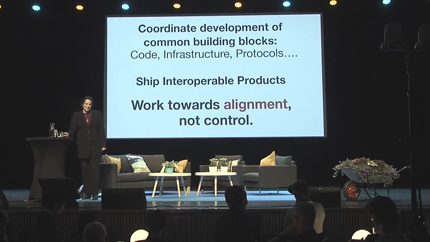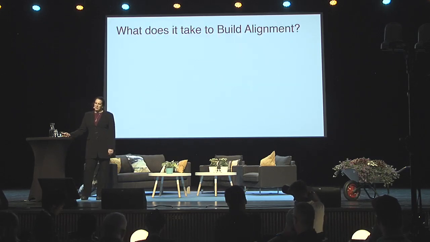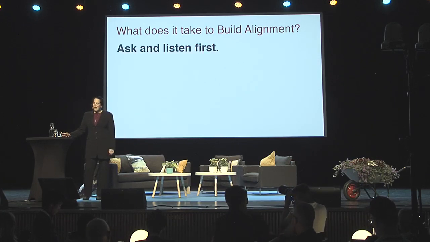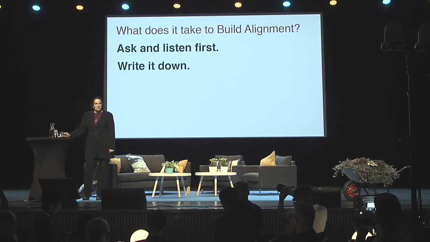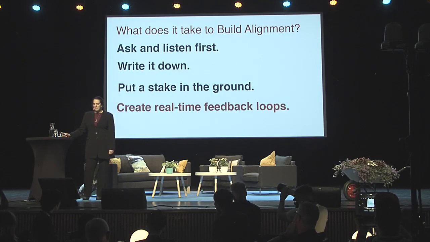And last week, just as I was preparing to come here, a longtime friend and someone who helped a lot in the early days of Identity Commons, Eugene Kim, published an essay about alignment. And I was like, that's the perfect way to end this talk. So I just want to share what he articulates, what's needed to build alignment. Ask and listen first. Write it down where you find alignment. Put a stake in the ground. Actually, try stuff, do things, make it happen.